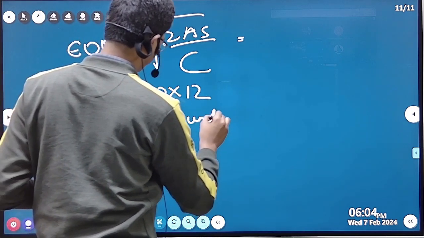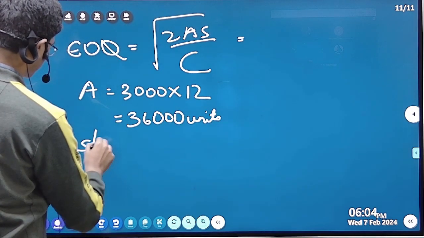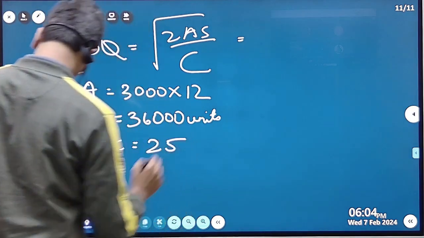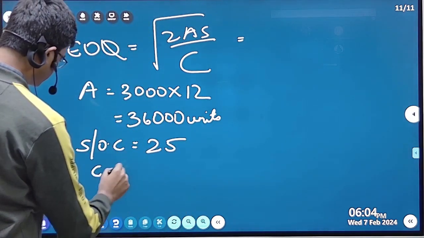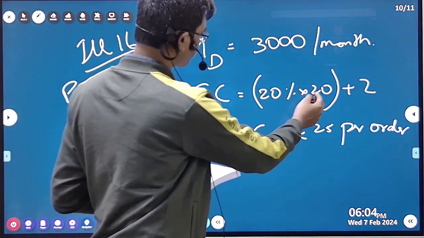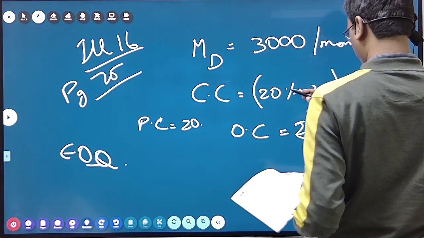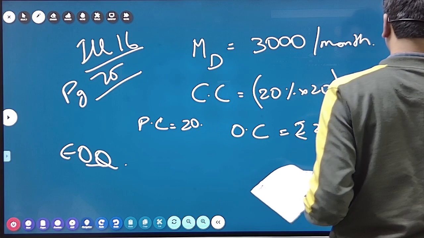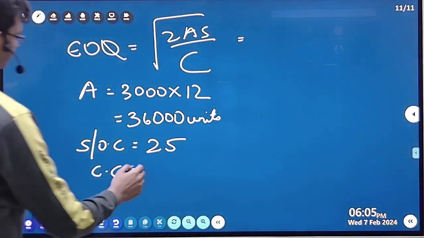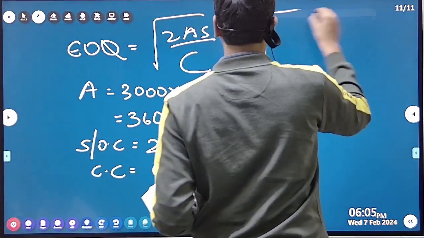Okay. Yeah. And S, or ordering cost, 25 per order, and carrying cost, we have seen what is the carrying cost. It is 20% of 20 plus 2, that is 20% of 2 is 4 rupees. Yeah, 6 rupees. This 6. Okay. So we can just place the values in this formula.